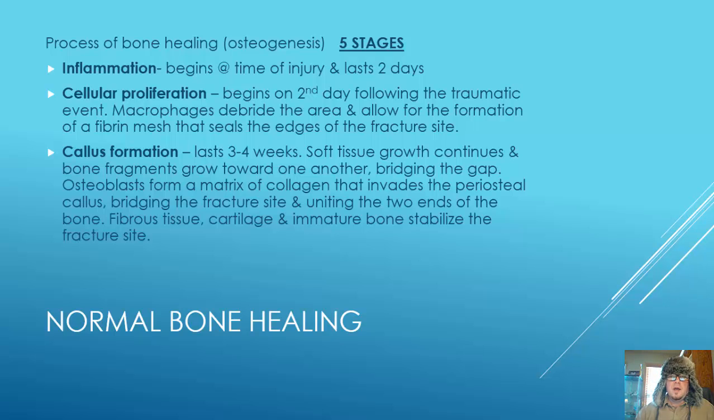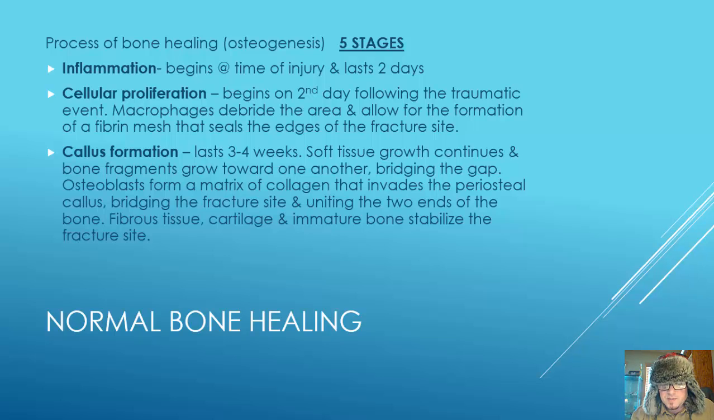We start out with osteogenesis, the process of bone healing. Very important to know there are 5 stages in this process. Know the difference between the stages. For instance, in the callus formation stage, the osteoblasts form a matrix of collagen that bridges the fracture site. That takes 3 to 4 weeks.